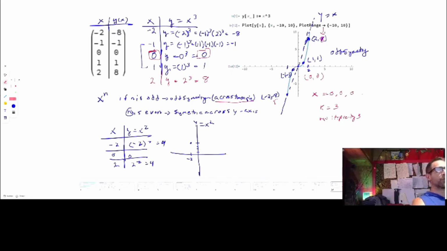So at -2 we've got 4. At 0 we've got 0. And at +2 we have 4. This is reflected across the y-axis. It's an even function because you have symmetry across the y-axis, right?